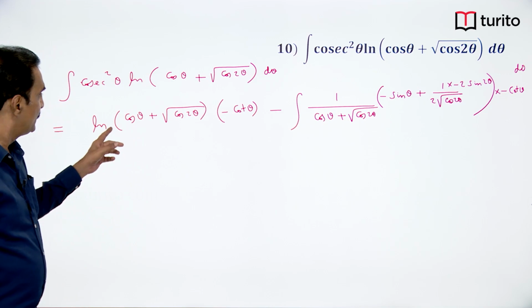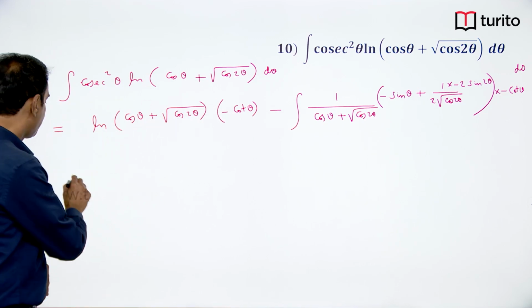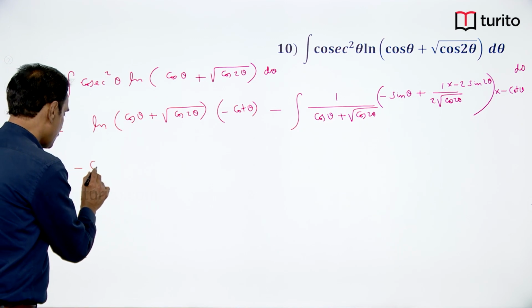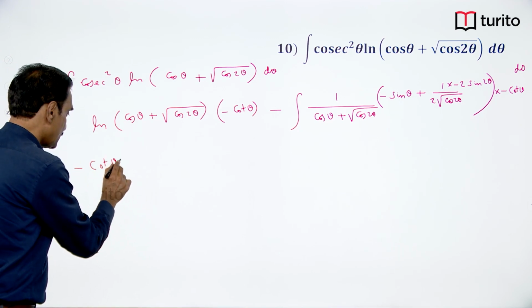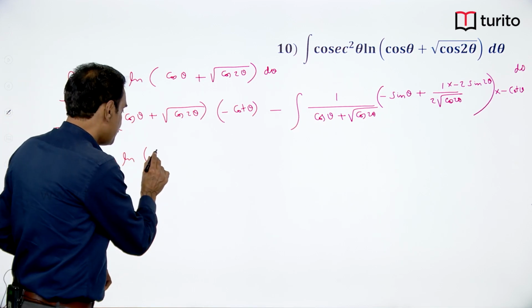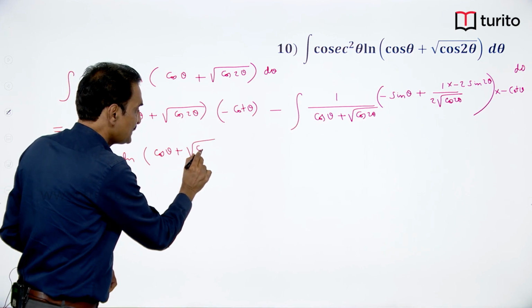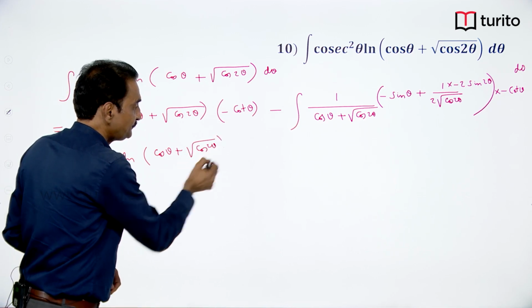Now, the first one, minus of cot theta into ln of cos theta plus root cos 2 theta.